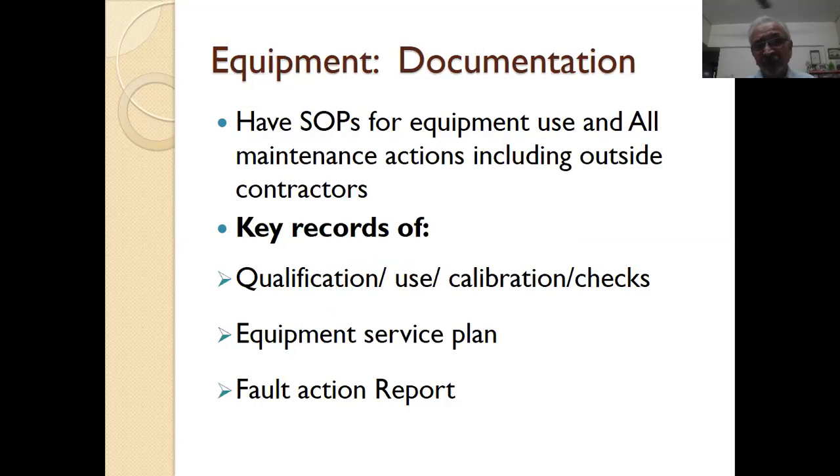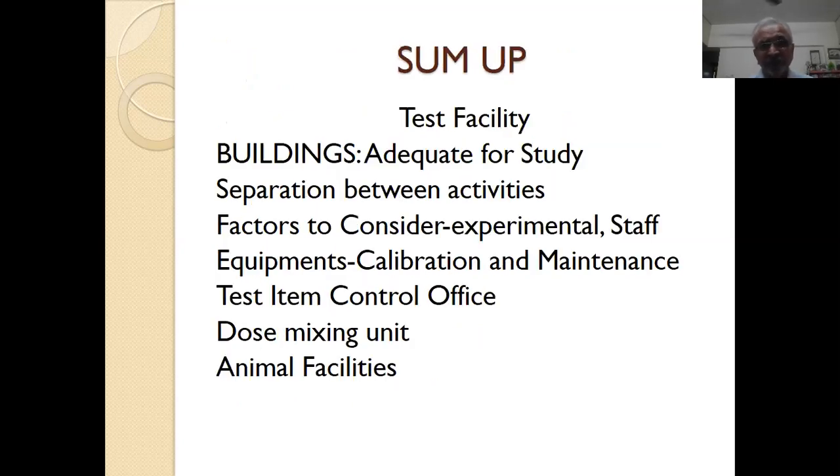What are the equipment documents required? As I told you, you should have a standard operating procedure for all equipment available in your facility. And all maintenance actions, including by outside contractors, should be recorded. Key records are qualification, use, calibration checks, equipment service plan, and fault action report. These documents should be readily available along with the instruments or by the side of the instruments.